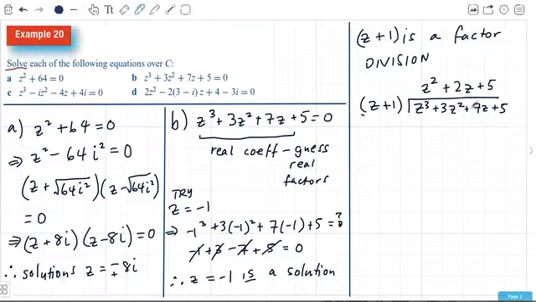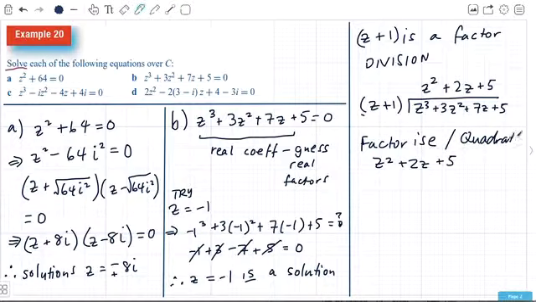So once we've got the division done, what we can see here is we've got z squared plus 2z plus 5. We need to factorise that. So to factorise z squared plus 2z plus 5, or you can use your quadratic formula. So whichever way you want to do that, I'm actually going to use quadratic formula because we've done a lot of factorising by completing the square. So let's do quadratic formula.